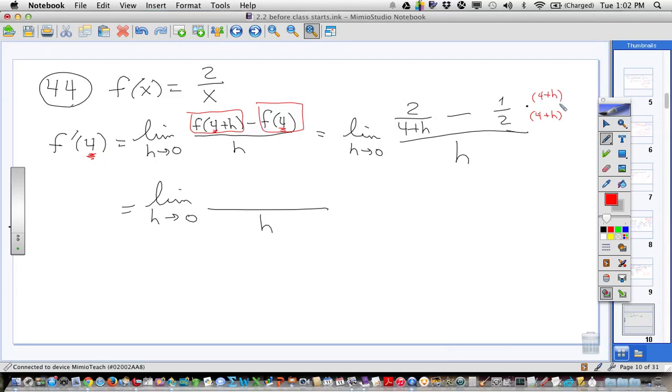This is not bow tie. I'm going to show you bow tie in a second. That's called a well-chosen one. I'm just going to multiply this times 4 plus h. On this one, I'm going to multiply the top and bottom times 2. So all I did is that way that gives me a common denominator.